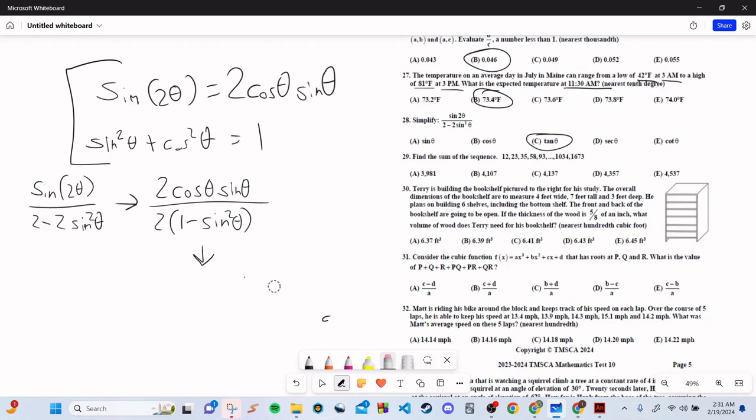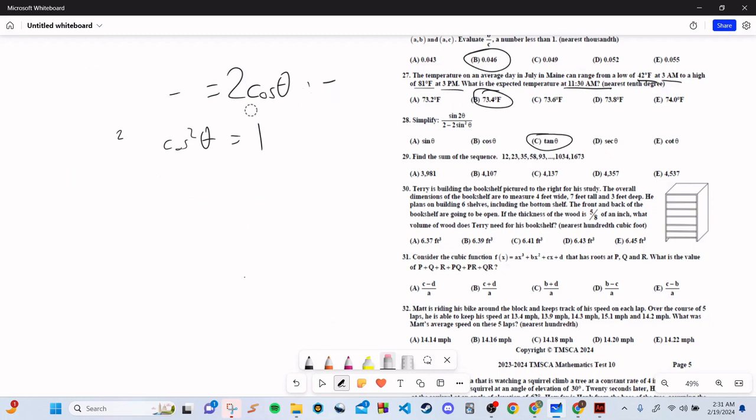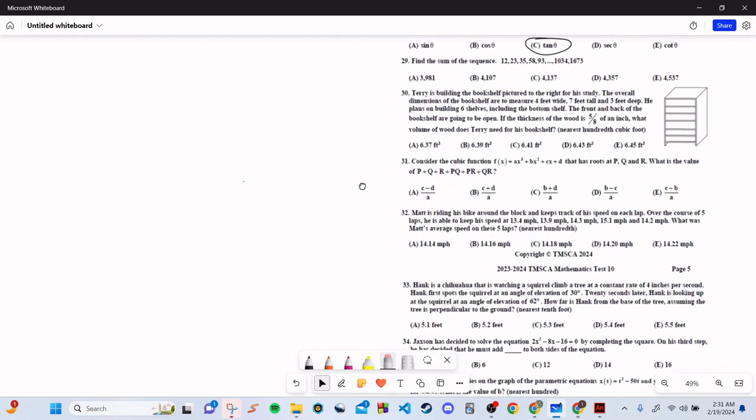All right, but moving on to the next question. So that'll be question 29. We want to find the sum of the following sequence.